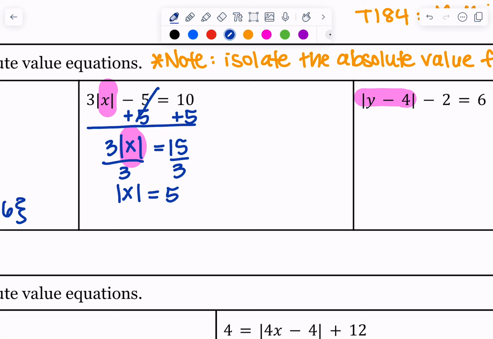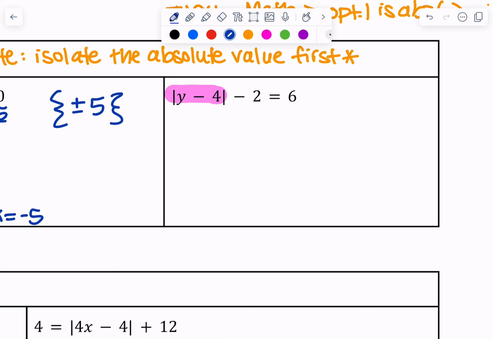So this is saying what values of x will give me 5 if I take the absolute value of them. And this one again has two answers, x equals negative 5 or x equals positive 5. And again, we can write that as just plus or minus 5 in our set brackets. If you want to write it twice, great. Both are fine.